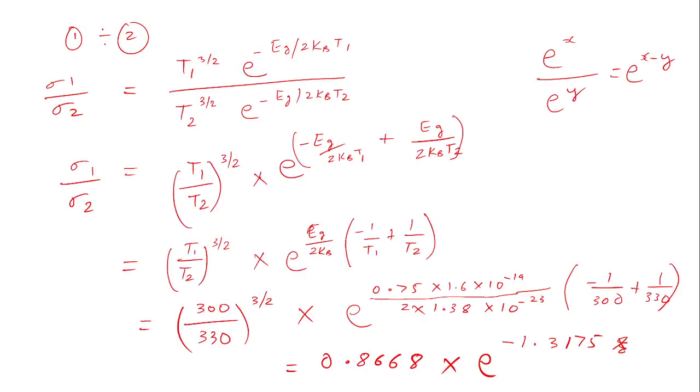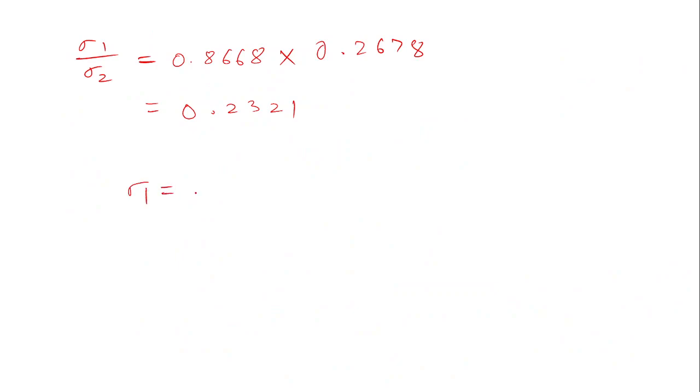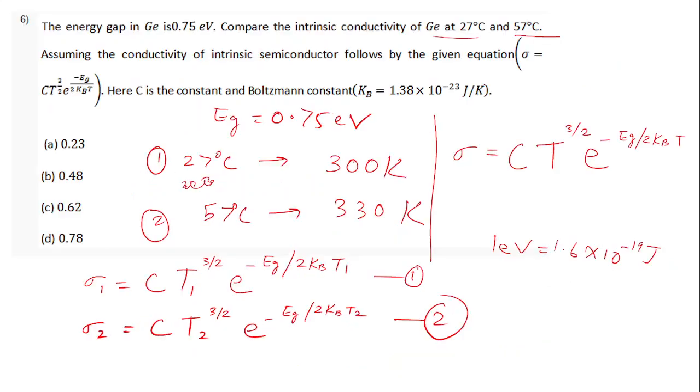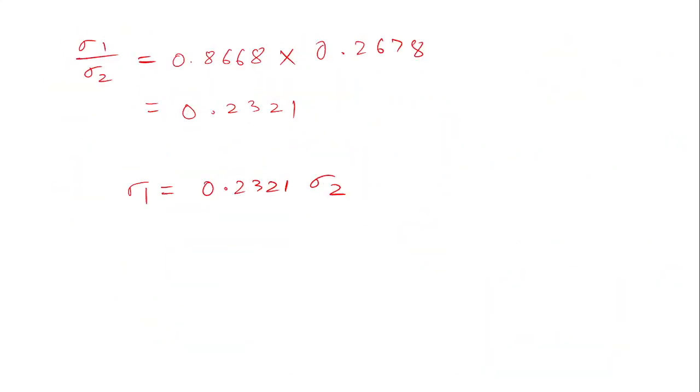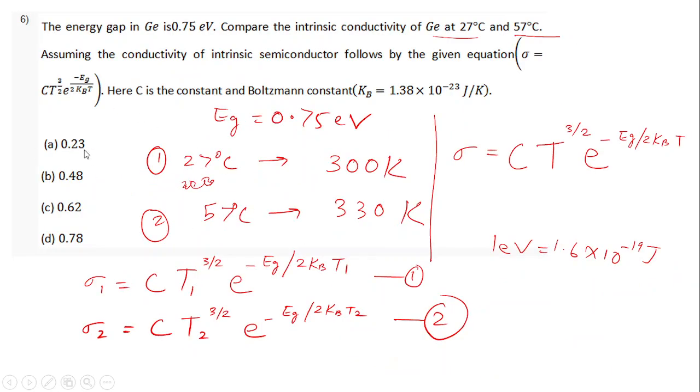ratio of the conductivities. What this means is sigma 1 is 0.2321 times sigma 2, and the conductivity at 330 Kelvin is more for this germanium, because for semiconductors we know that with an increase in temperature the conductivity increases, because more and more electrons or holes are readily available for conduction. That is what we are seeing, that conductivity 2 is more than conductivity 1, and the ratio is 0.2321. If we have to take only up to 2 decimal digits, then round off and we'll get the correct answer.